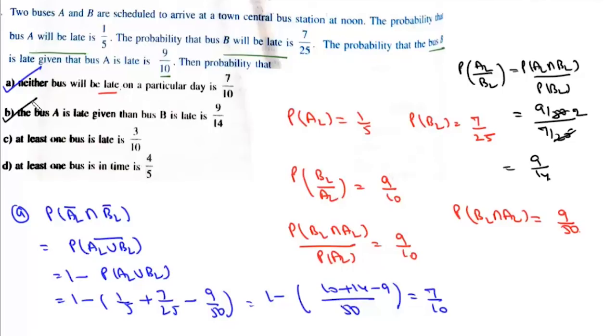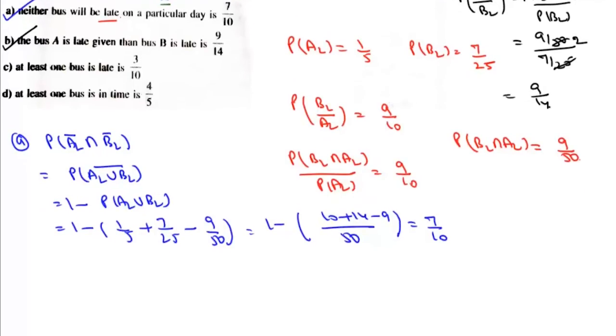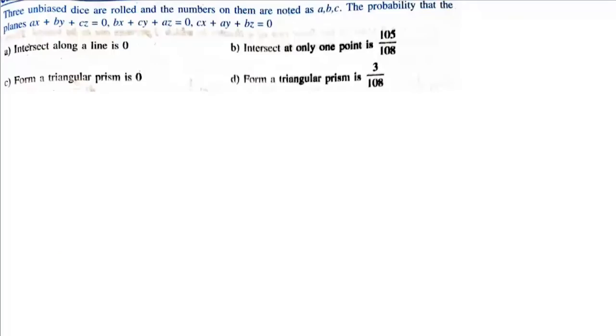Now the third one is at least one of the buses late. In the first part we have already calculated the probability that neither bus will be late. So in C, this probability will be simply 1 minus the answer we got in the first part, which is 7 by 10, and it will be 3 by 10. Option C.